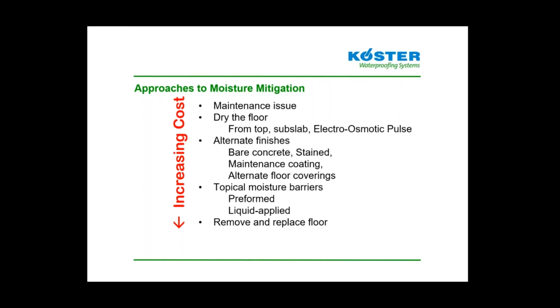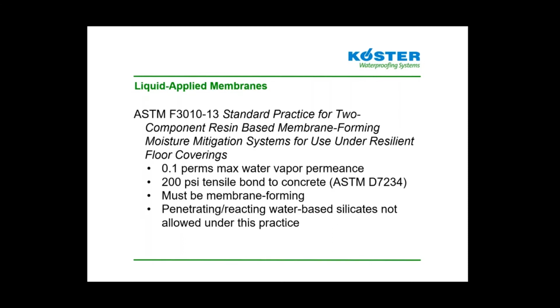So dealing with moisture mitigation from low cost to high cost, the lowest cost is to ignore it and hope that it doesn't cause an issue. The highest cost being obviously having to replace the entire floor because of a failure due to high moisture. That can all be avoided from the get-go by starting with a topical moisture vapor barrier. ASTM F3010 standardizes these moisture mitigation systems, these liquid applied membranes. It's the gold standard for liquid applied moisture control systems.